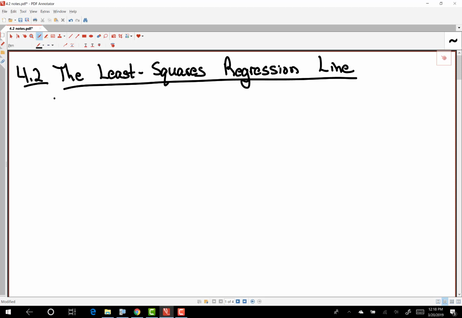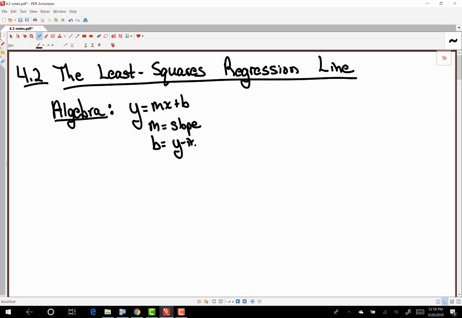So if you remember from algebra, the equation of the line was y equals mx plus b. That was the slope-intercept form. And m was your slope. So that gives you the steepness and the tilt of the line, if it's positive or negative, increasing or decreasing, and how steeply it's increasing or decreasing. And then b was the y-intercept. And so that was where the graph crossed the y-axis.